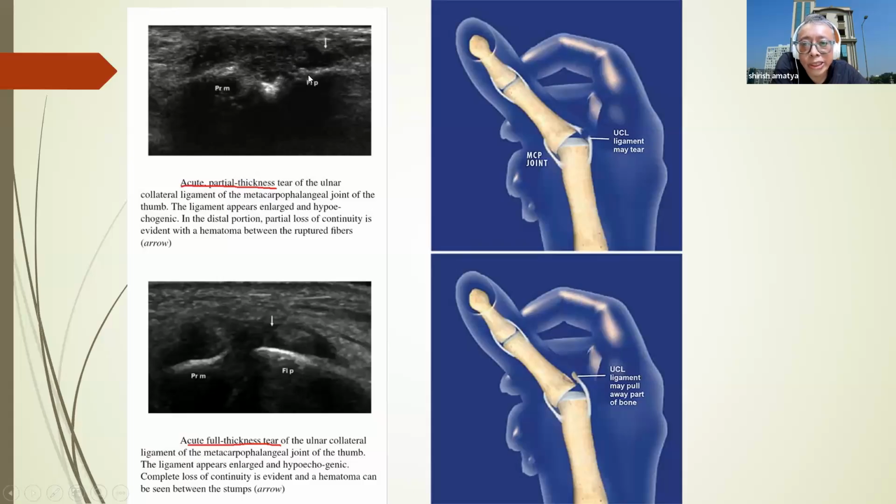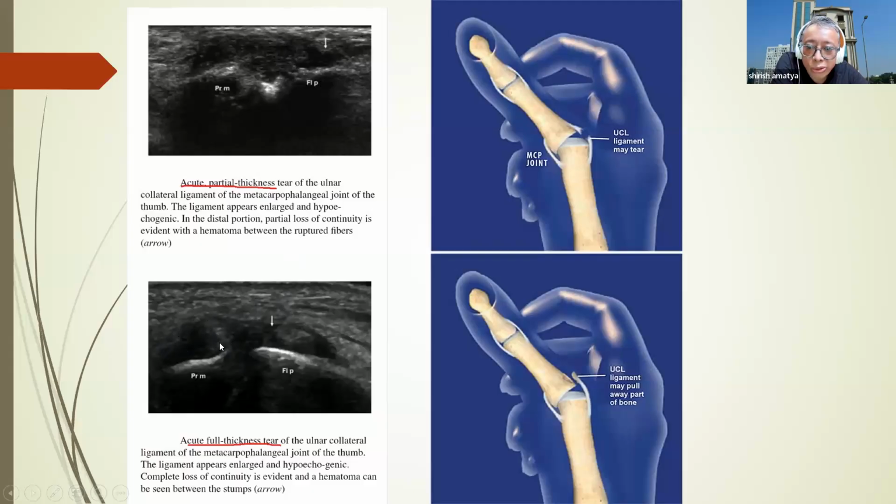So this is basically an acute partial thickness tear of the ulnar collateral ligament, and this is also one of the examples of skier's thumb. In the lower part of the picture, you can see the ulnar collateral ligament is retracted because of the full thickness tear at the middle. So there are two stumps.